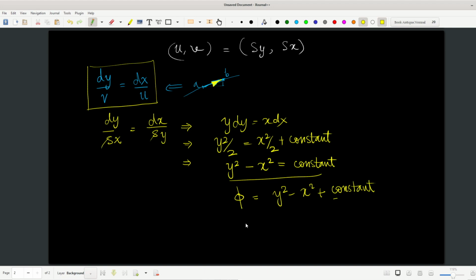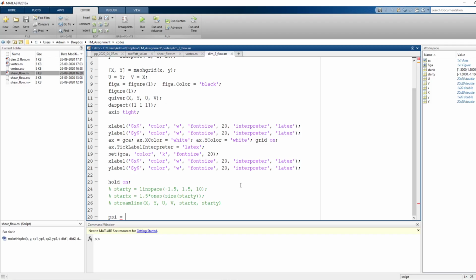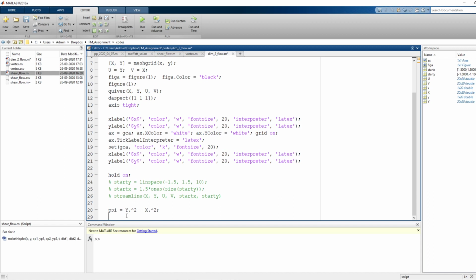Let me do it one step easier. I'll simply draw the function z equal to y square minus x square, and for various z values we will draw the function. So psi is equal to y square minus x square. Then we will draw contour x comma y comma psi. Let's draw 20 contours.